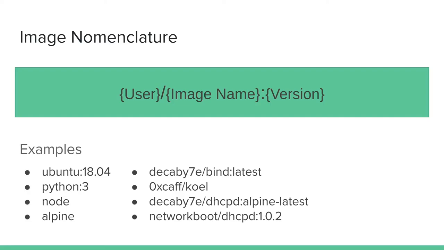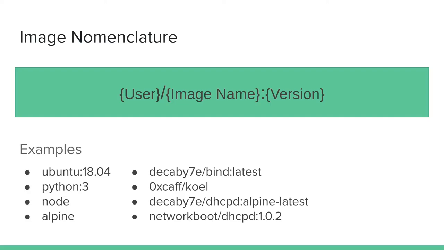Some good, pretty commonly used examples on the left are Ubuntu, Python, and Node. These don't have users in the front because they're considered project images, in the same way that on GitHub, a project account is just a project name and not an actual user associated with all the projects. All the popular ones have this, so you don't have to type in the user.